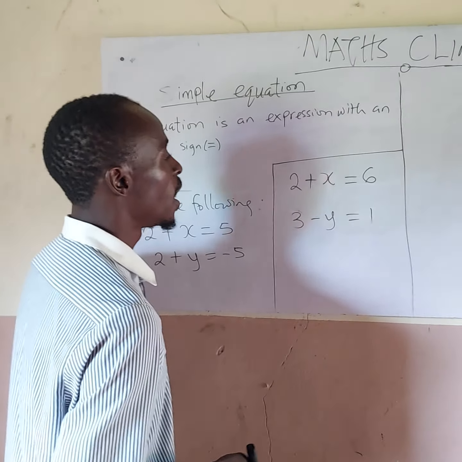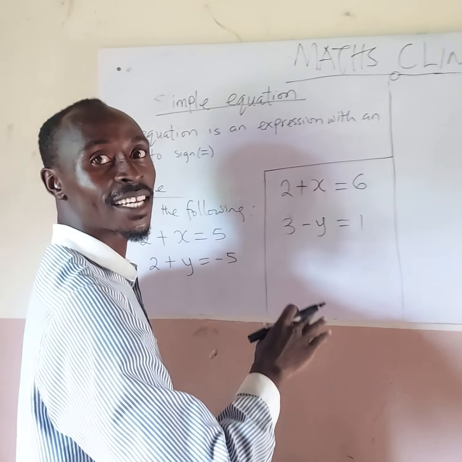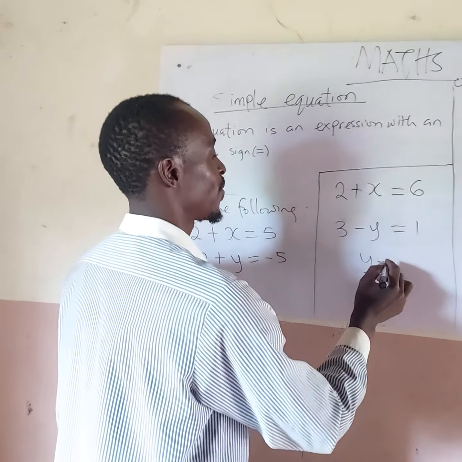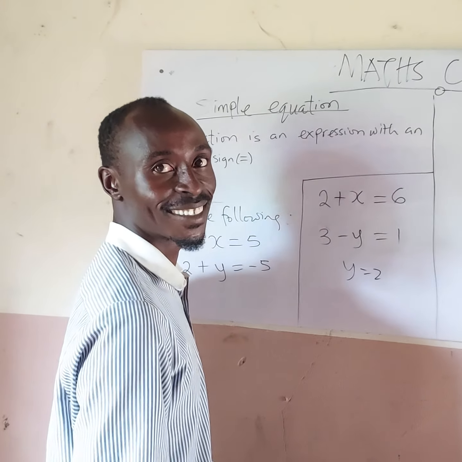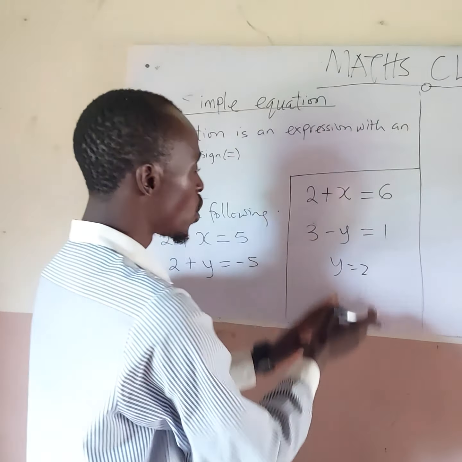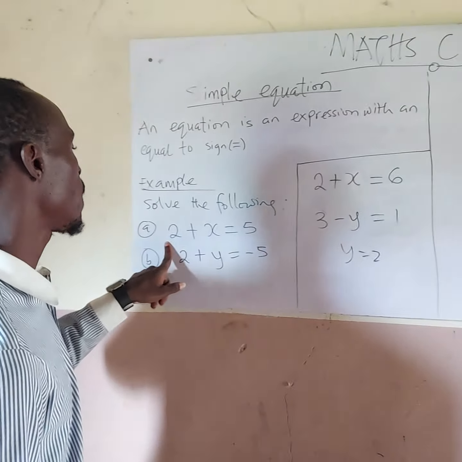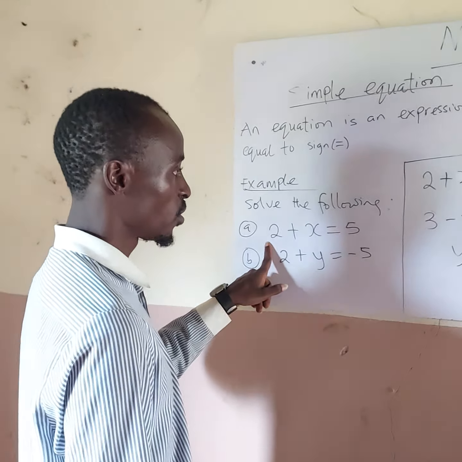Now, when we are solving mathematically, you can't just say here, y is equal to 2. I will ask you, how did you get it? So there is a way to go about it, and that is what I want to do now. So let's pick the first example and try to solve it.